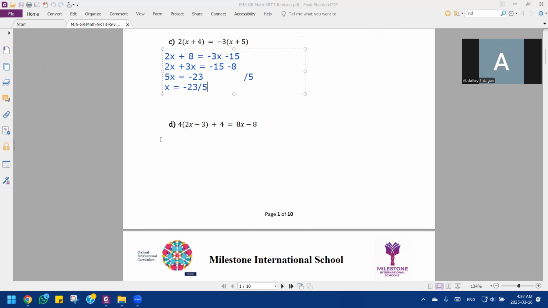Now, part D, we have brackets. Let's expand them. 4 times 2x is 8x, minus 4 by 3 is 12, and then we have plus 4. This is equal to 8x minus 8.